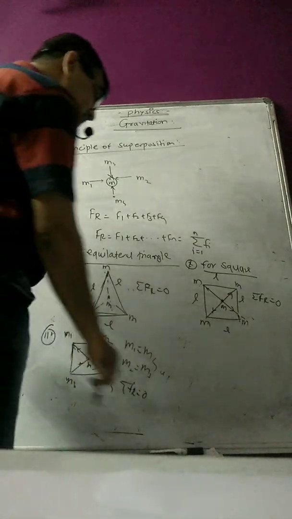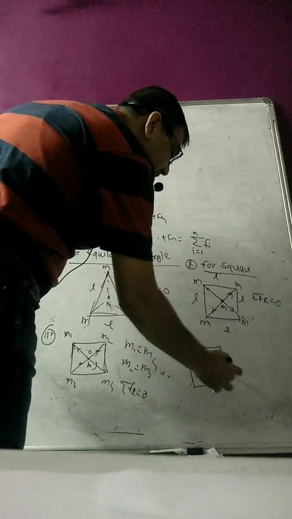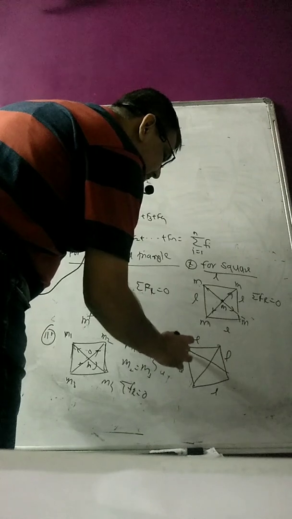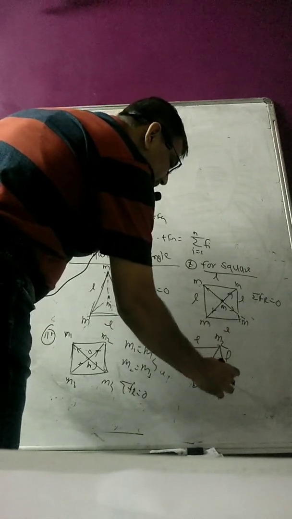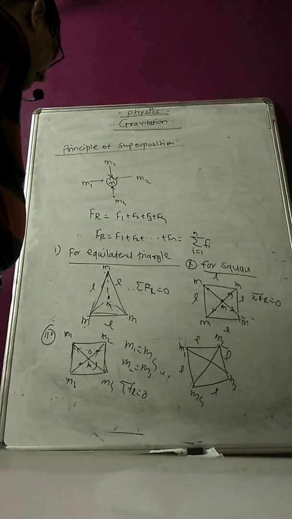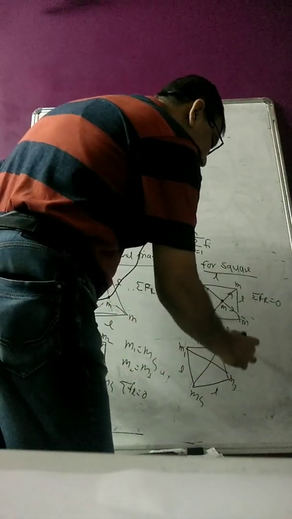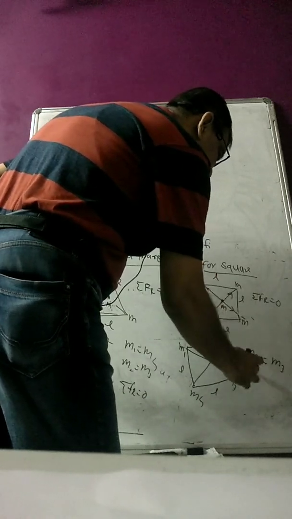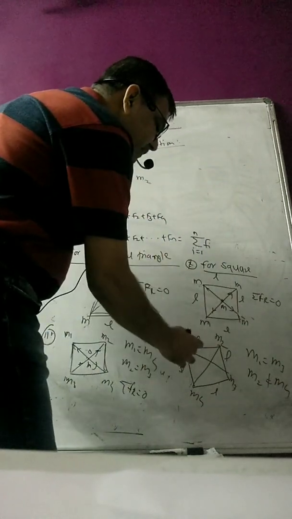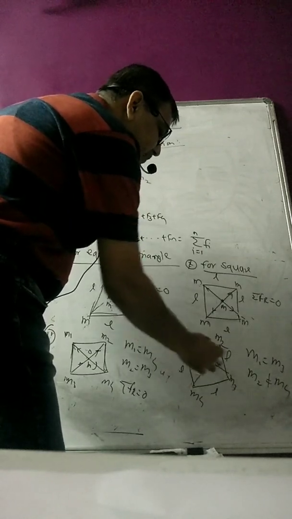But now, suppose the masses on the diagonals are not the same. Suppose this is the square with sides L, L, L, L, and these masses are m1, m2, m3 and m4. Here m1 is equal to m3, but m2 is not equal to m4. Since these two are the same, they will cancel the effect of each other on the mass kept at the point of intersection O.